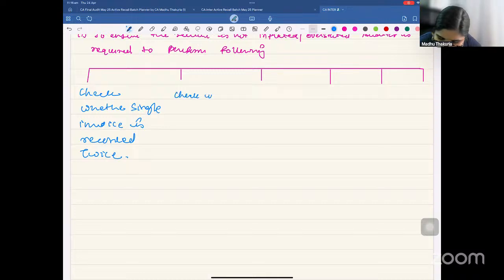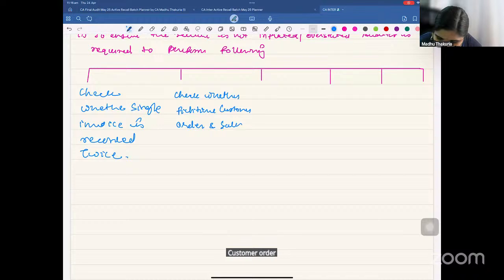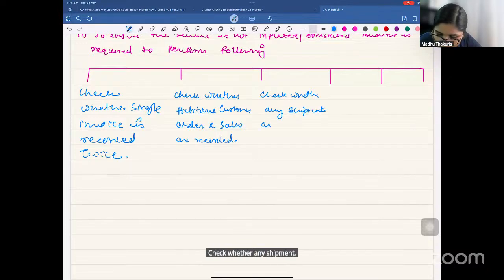Check whether fictitious customer order and sales are recorded. Check whether any shipments are done without customer order.